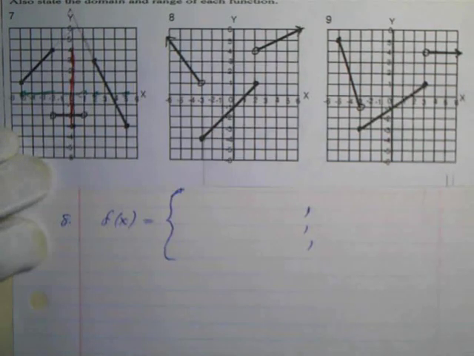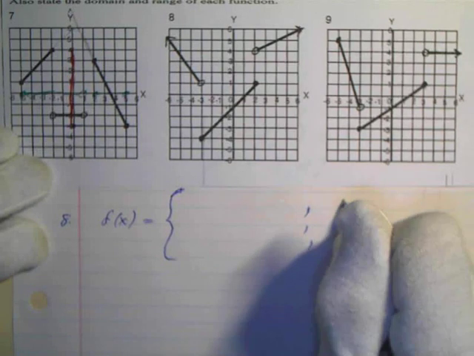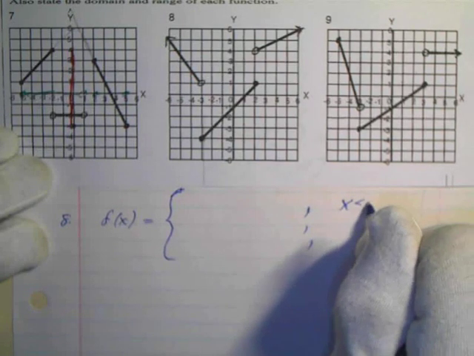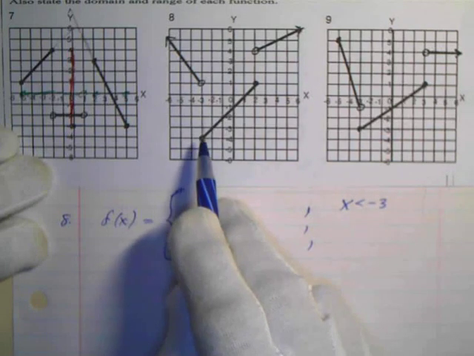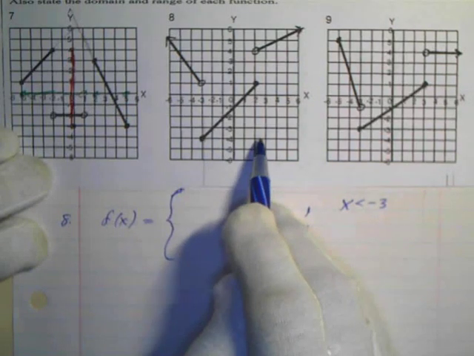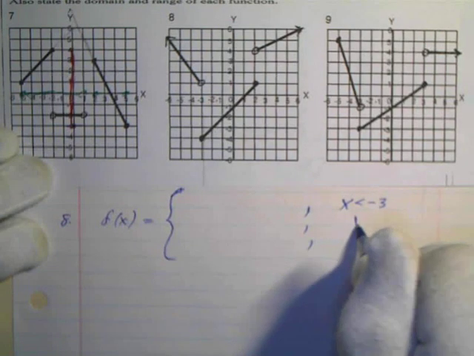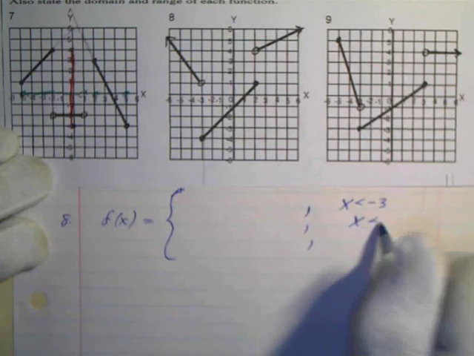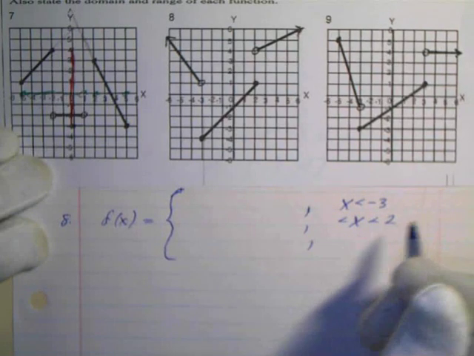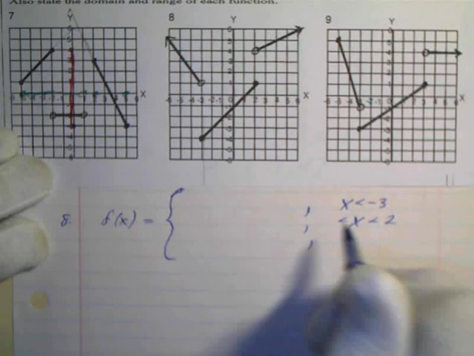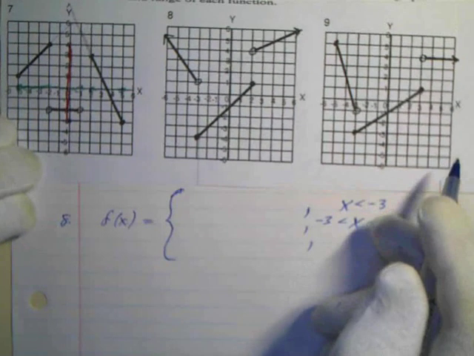Or from negative infinity to negative 3, so I'll write it just over here. X is less than negative 3. Not equal to. And the next one, x is going to be between negative 3 and 2. So I'm going to just write that over here. X is less than 2, greater than negative 3. And I've got dots there, so I'll put the equal signs also.